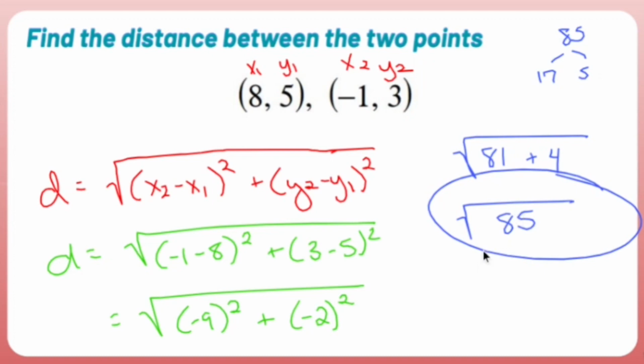Now, if you had a teacher that said, well, what is that as a decimal? It would be 9 point something, because I don't know what the square root of 85 is, but I do know that the square root of 81 is 9. So something that's bigger than 81 is going to be bigger than 9. So 9.2, blah, blah, blah. But whatever your calculator says, I'm not a calculator.